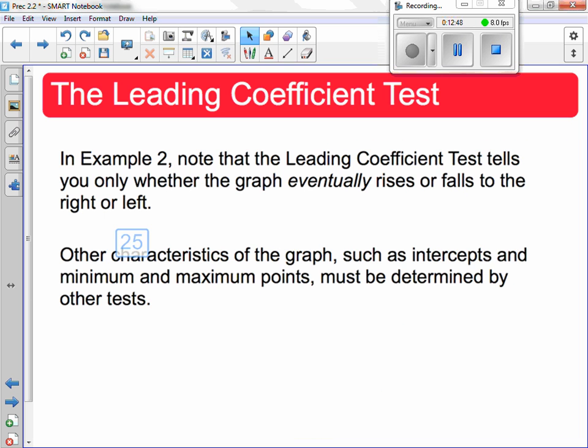So it gives us an idea of what we're looking for, or what we should see. That's what this is helpful for. Note that the leading coefficient tells you only whether the graph eventually rises or falls to the left or right. Other characteristics of the graph, such as intercepts, minimums, and maximums, must be determined by other tests, because it's only telling us how it ends. How it's going to start or how it's going to end.